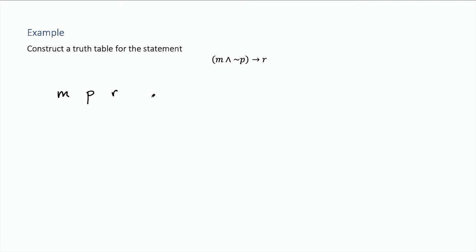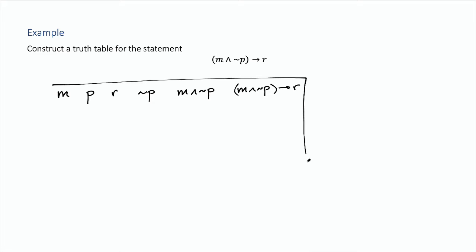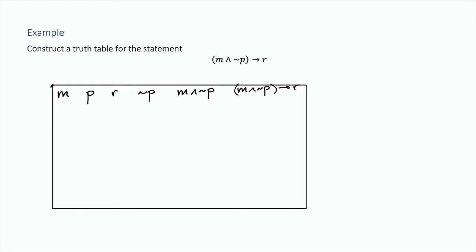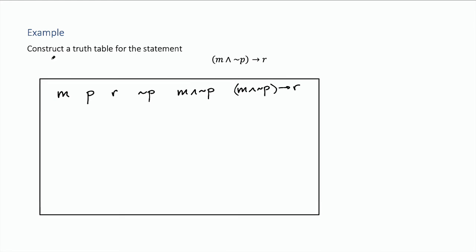Okay, so not P. Then I have the M column and the not P column. I need the M and not P. So M and not P. I have the M and not P, and I have the R, and so I'm ready to do my implication. M and not P implies R. So this is my truth table. Those are the columns of my truth table.